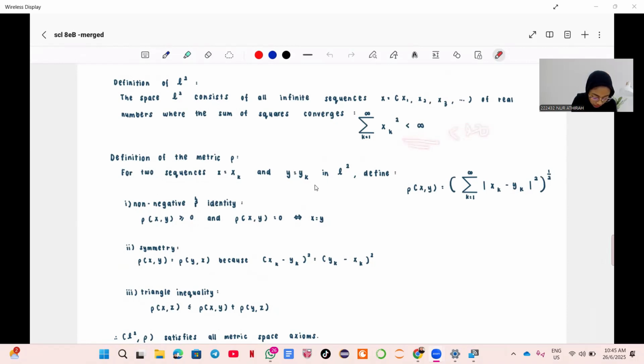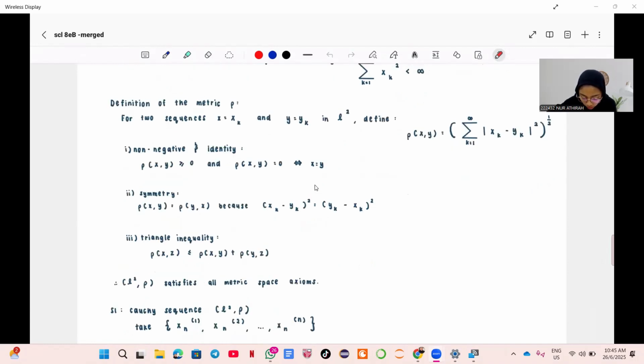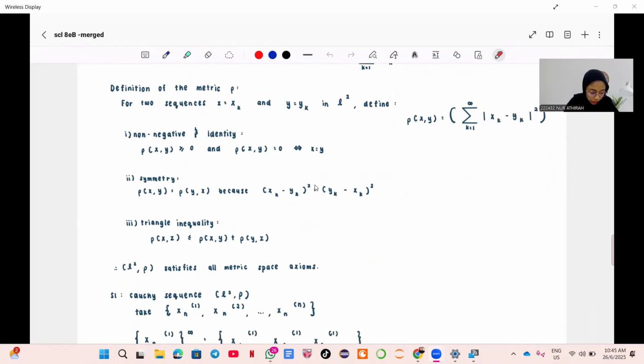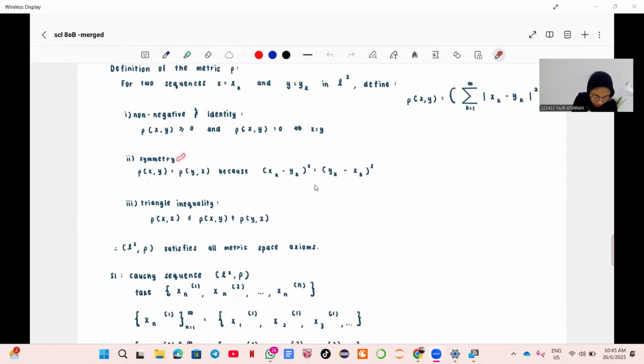So the definition of the metric: for two sequences x equals xk and y equals yk in L2, we can define rho xy as the square root of the summation from k equals 1 to infinity of the modulus of xk minus yk, squared. It satisfies four axioms, which are non-negativity, identity, symmetry, and triangle inequality.